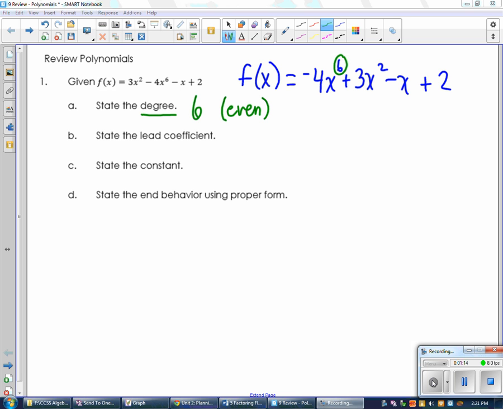In letter B, it says to state the leading coefficient. The leading coefficient would be the coefficient of my leading term. My leading term is the whole expression, negative 4x to the 6th. The coefficient, remember, is just the number in front. So the negative 4 would be the coefficient, and that is negative.